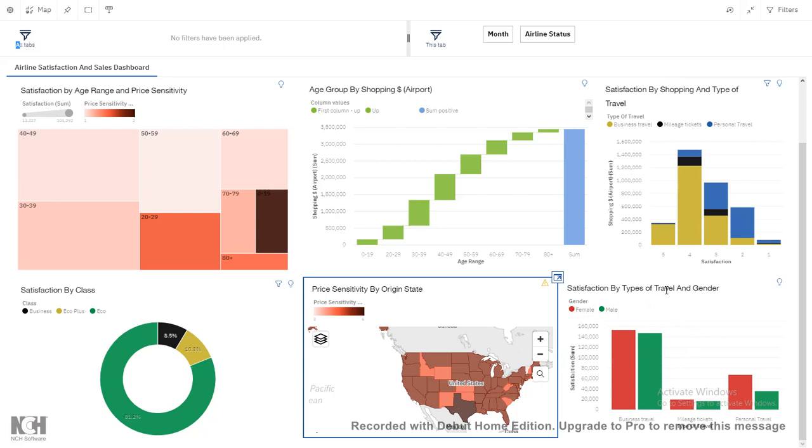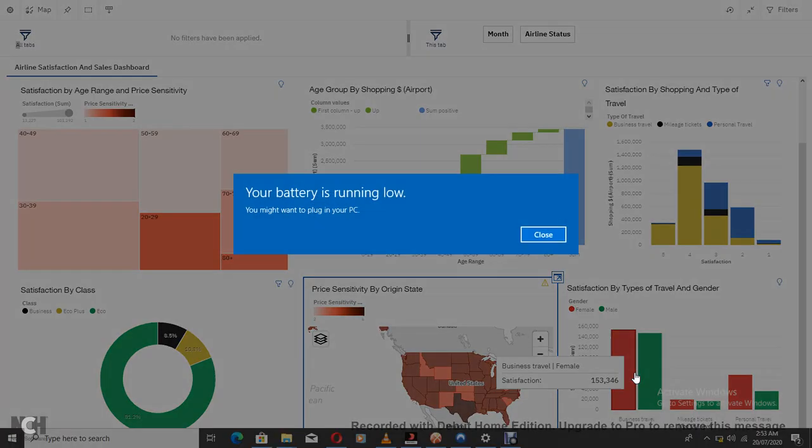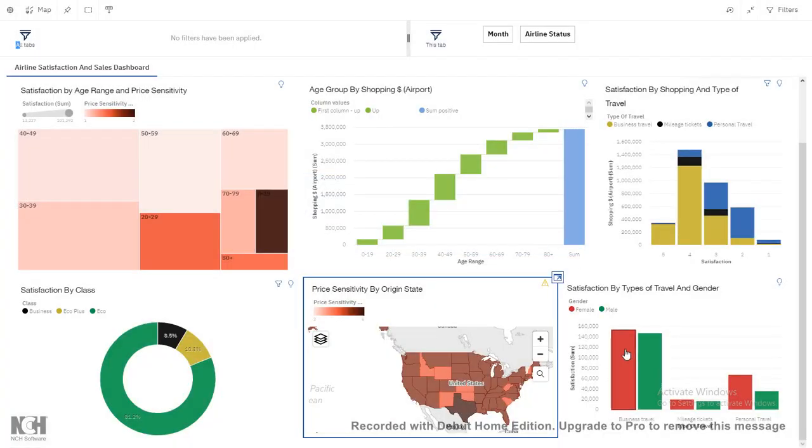Now coming here, we have the satisfaction by types of travel and gender. We have the business travelers, the mileage travelers, the personal travelers, and like we said, the business travelers have the highest satisfaction. They are very satisfied with the airline. So in view of this, the females are more satisfied than the males in all the types of travelers.